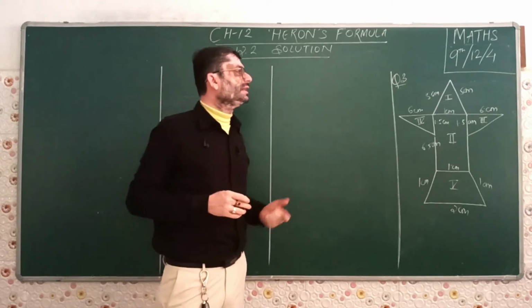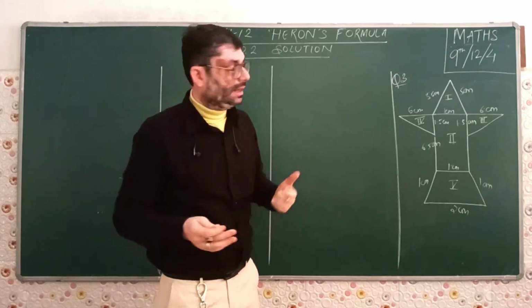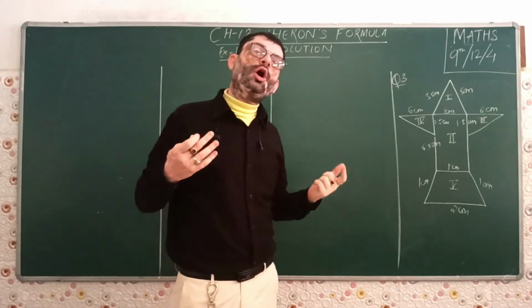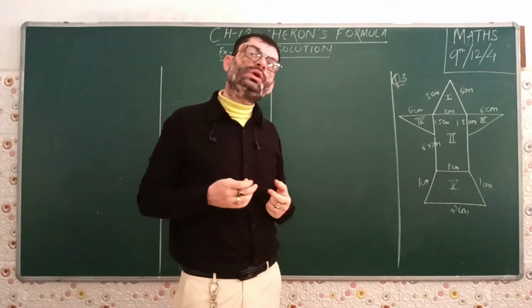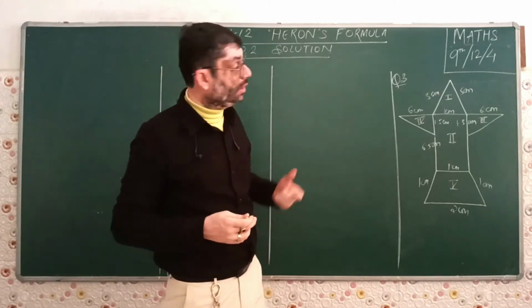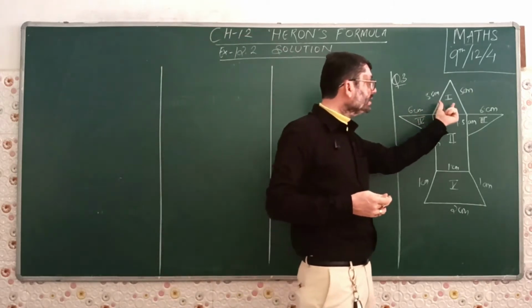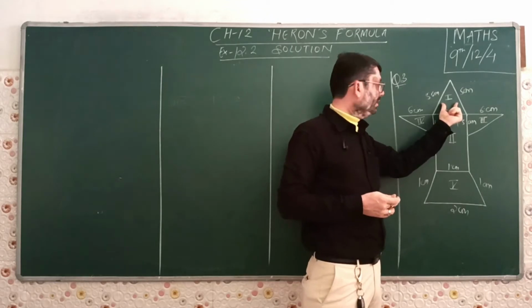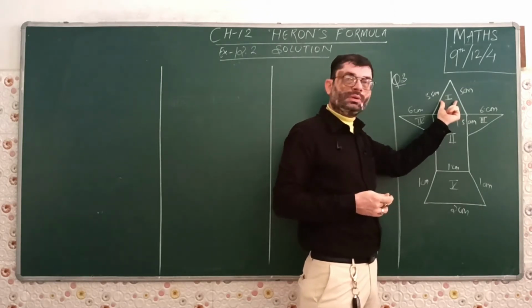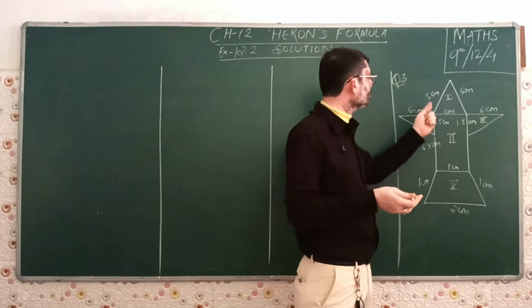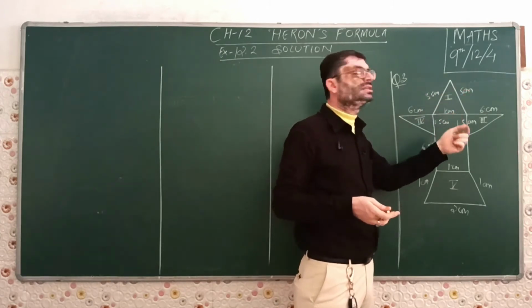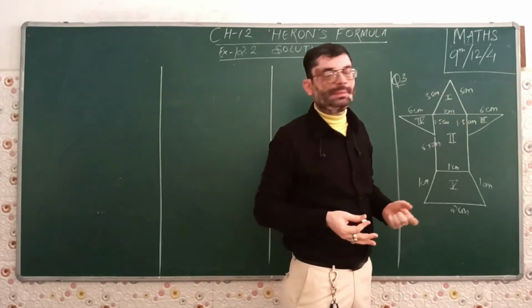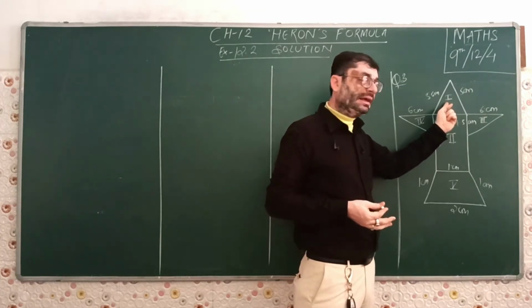We need to find the area of each part, and then adding up all the parts, we will get the total area of the aeroplane. Part 1 is in the shape of a triangle. We need to find the area of part 1. How can we find it? If you see, we are given 3 sides. Only Heron's formula can be applied to get the area.